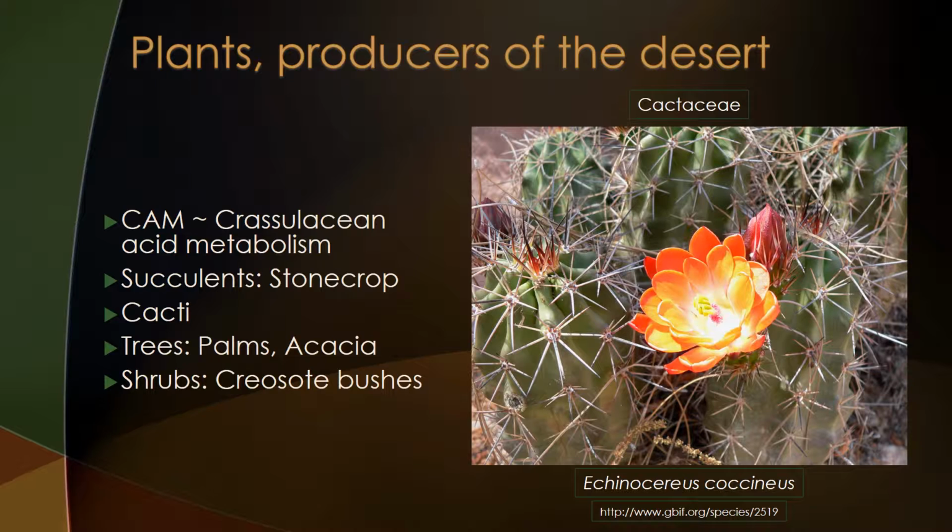The cactuses, trees actually also, acacia, palms, creosote bushes. There's actually a lot of plants in the desert, a lot more than you would think, even flowering plants. They just have to use the right timing.